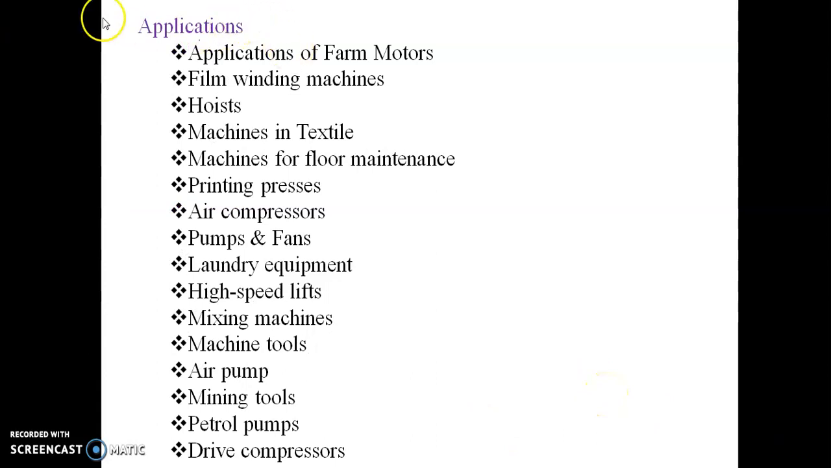Now finally, we will discuss the applications of the repulsion motor. The main applications are farm motors and film winding machines, hoist machines in the textile industry, machines for floor maintenance, printing presses, air compressors, pumps and fans, laundry equipment, high-speed lifts, mixing machines, machine tools, air pumps, mining tools, petrol pumps, and drive compressors.